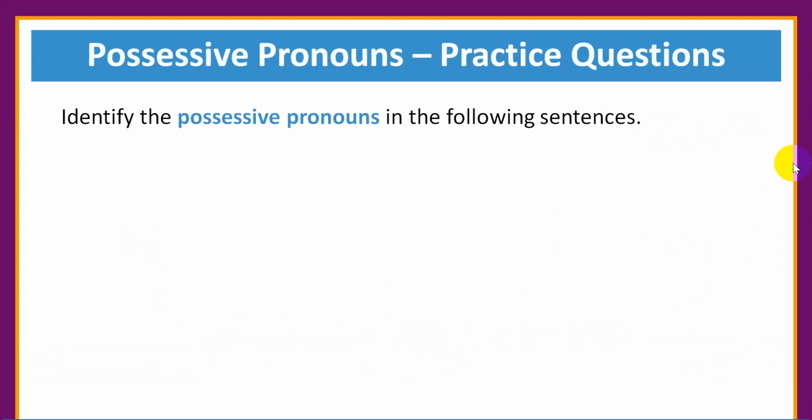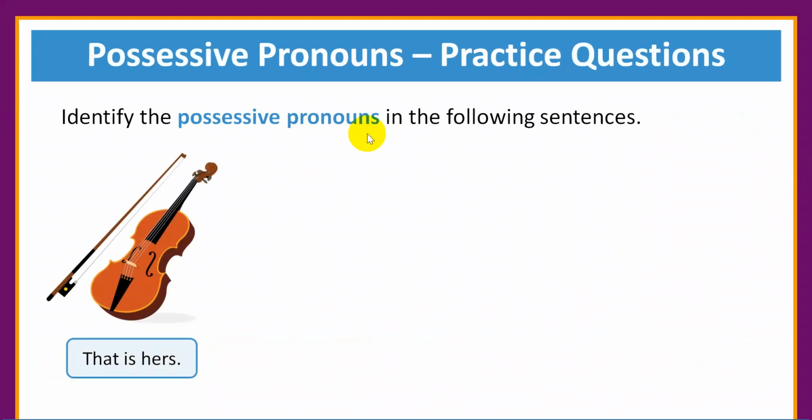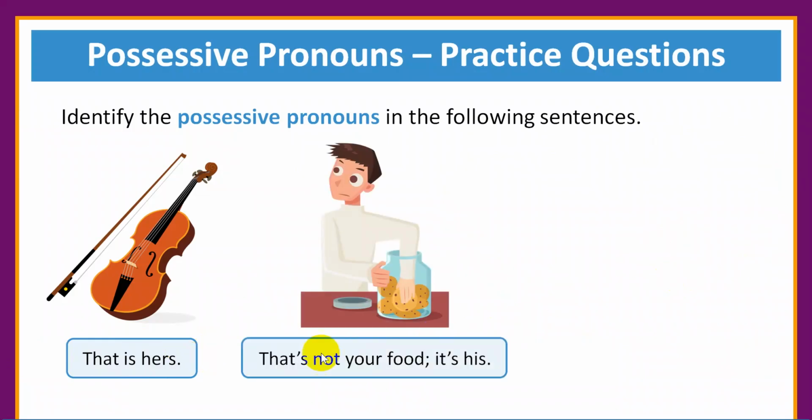Again, identify the possessive pronouns in the following sentences. That is hers. Hers is the possessive pronoun. That's not your food, it is his. The possessive pronoun here is his. The word your food is not a possessive pronoun, it's a possessive adjective.